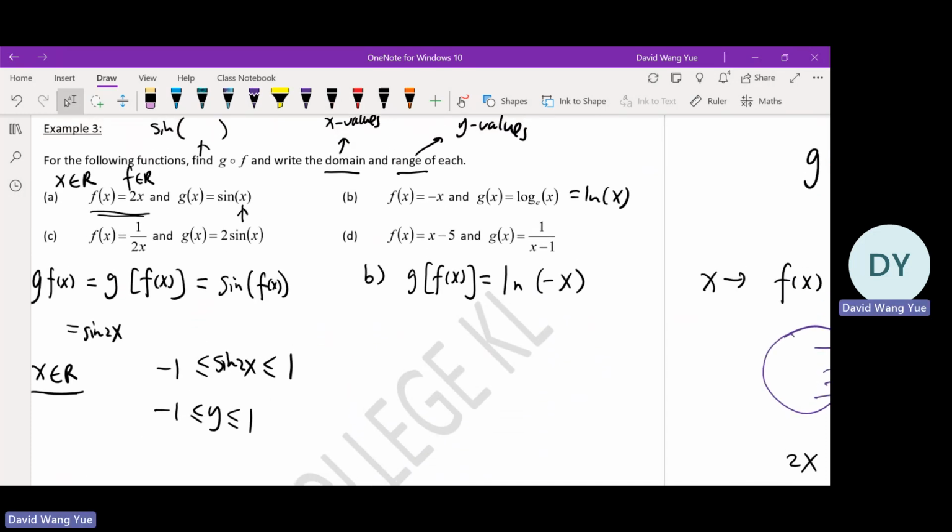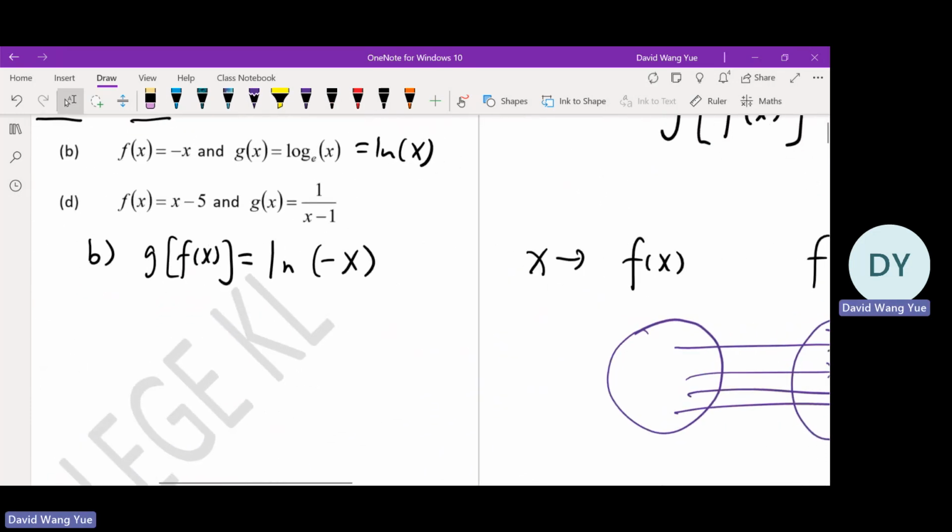Now this is a part that we need to be very careful. Firstly, for this one, x is supposed to be any real number, and then f is also any real number. But when we sub the value into the ln function, we have to make sure the input is positive. So this one is something else.